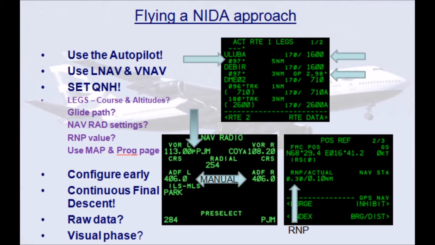Anything other than an RNAV approach, you fly using raw data as your primary reference. LNAV, VNAV should do a very good job, but if they don't agree with the raw data, then you have to follow the raw data, and that might mean throwing away your autopilot LNAV, VNAV. You might have to go to heading select or VS or something similar, or just go around. And lastly, thinking about the visual phase, and we'll come on to that presently.